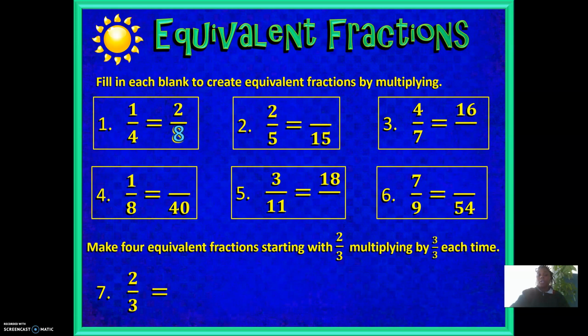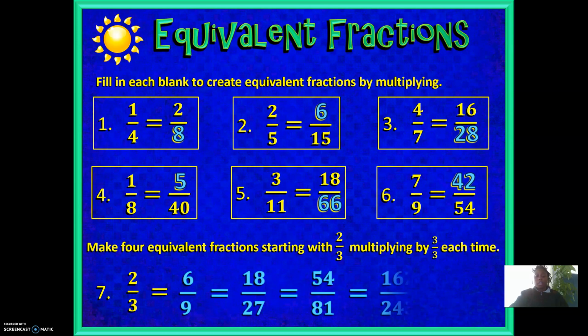For number 2, you should have gotten 6. For number 3, 28. For number 4, 5. For number 5, 66. And for number 6, 42. The last and final question says, make 4 equivalent fractions starting with 2/3, multiplying by 3 each time. Well, this is what you should have gotten.